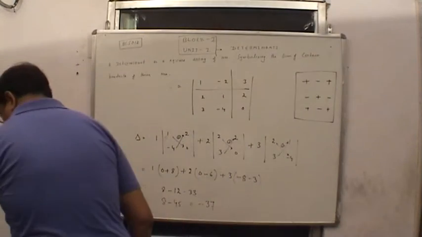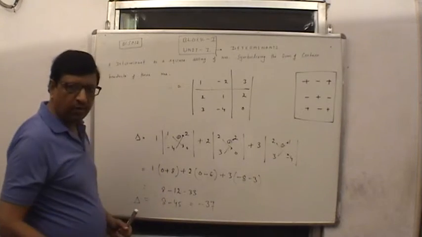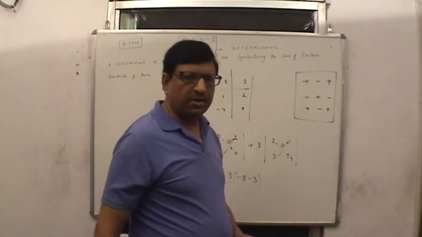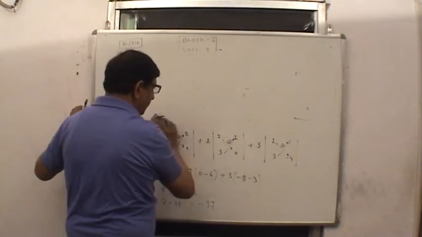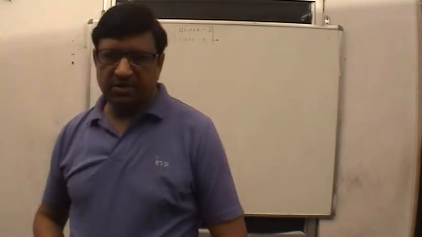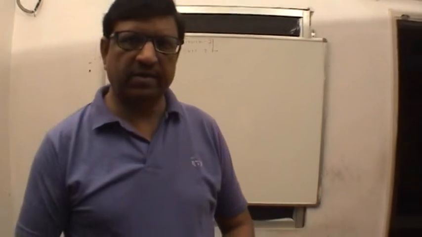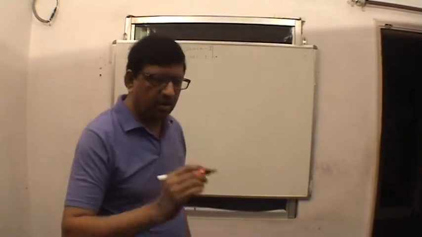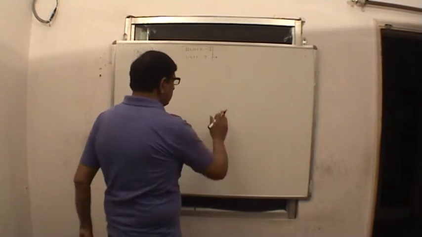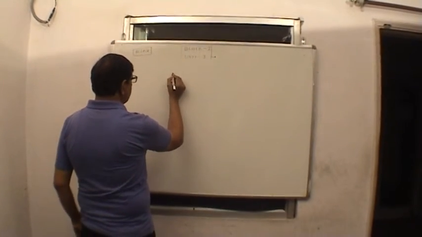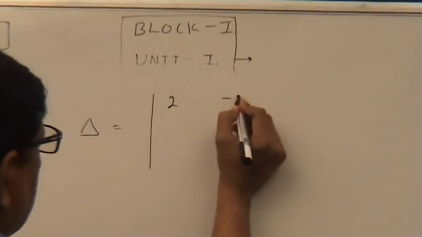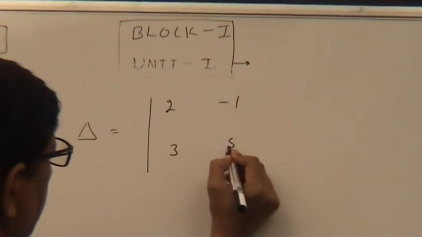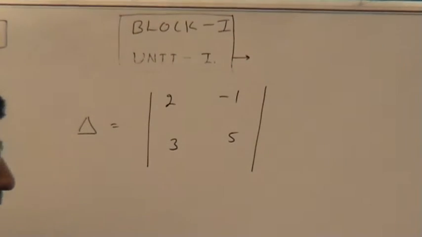What are minors and cofactors and how to find them in a determinant? Let us see. Let's take an example. We shall discuss how to find the minors and cofactors of a determinant. First we start with a determinant of order 2. Say it is the determinant 2, -1, 3 and 5.